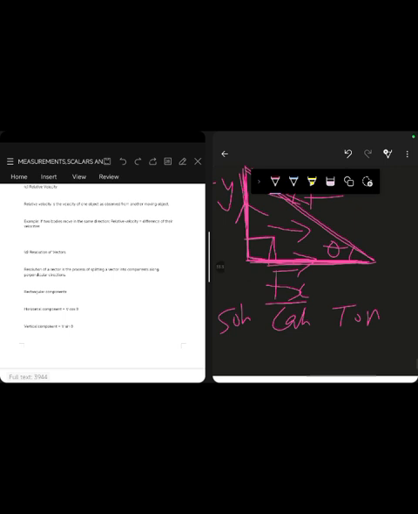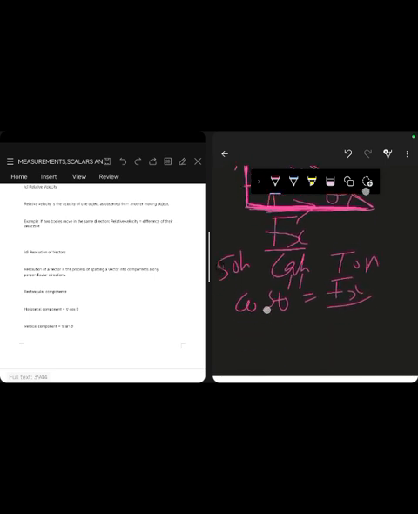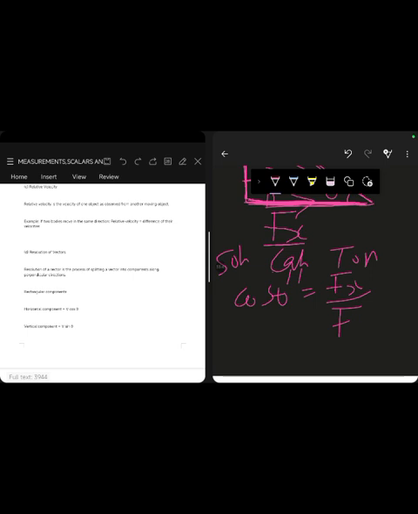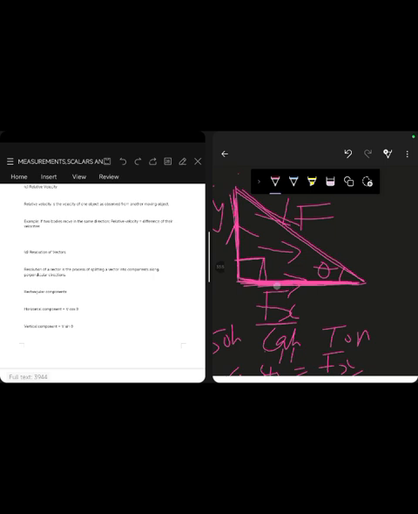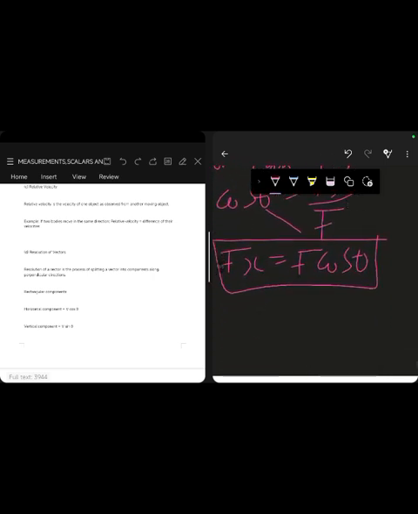So I have my adjacent side in relation to the hypotenuse. What is that? Adjacent and hypotenuse is cos. So cos theta is equal to adjacent, which is Fx, over hypotenuse, which is F. So Fx, the horizontal component, if you cross multiply, will be equal to F cos theta. Don't forget, this theta must be the angle with the horizontal. So for a vector which makes an angle with the horizontal, the horizontal component is F cos theta.